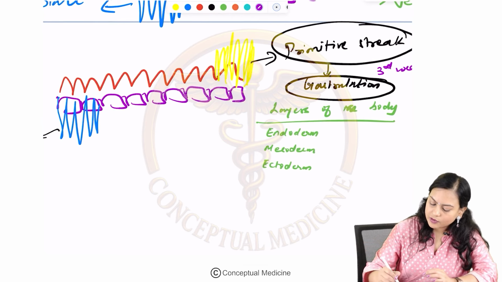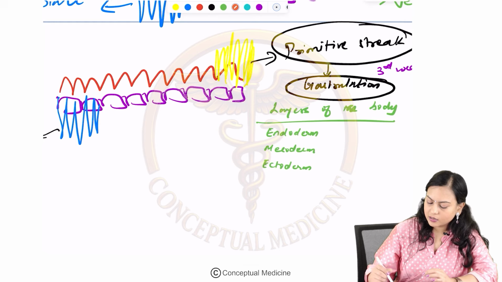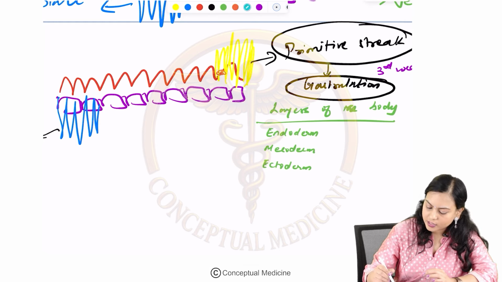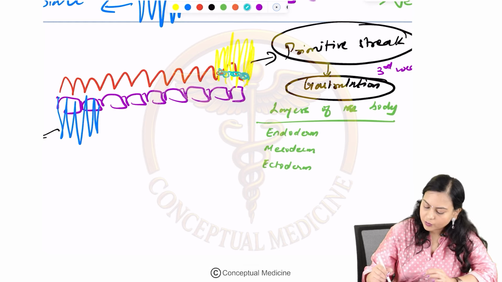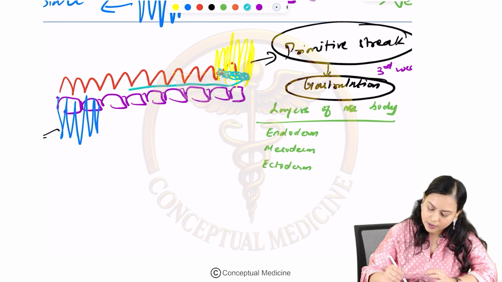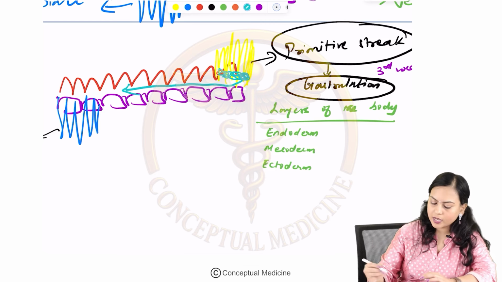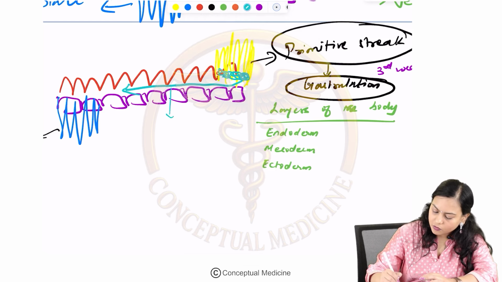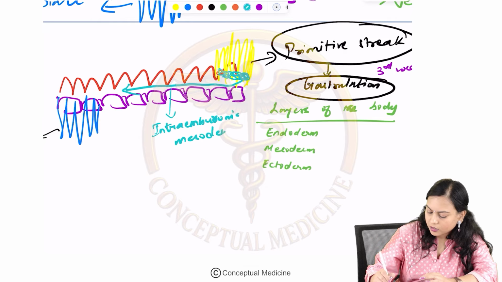Now as the primitive streak is formed, one more layer of cells, okay, some of the proliferated cells near the primitive streak will now start passing between the epiblast and the hypoblast. Okay, and this layer is now known as the intra-embryonic mesoderm.